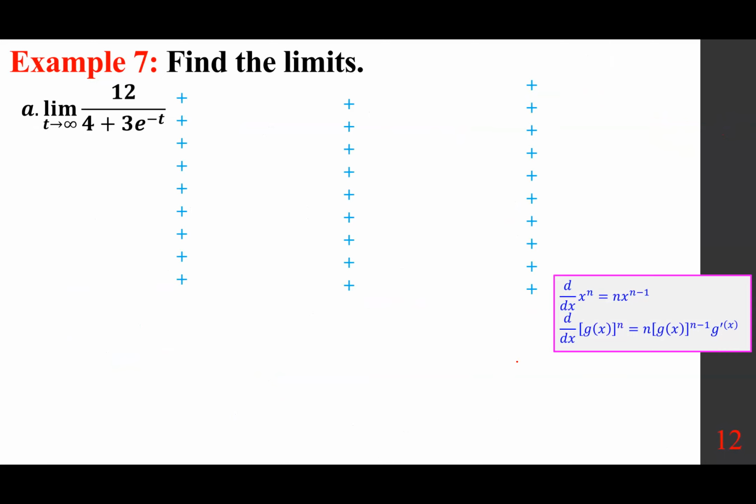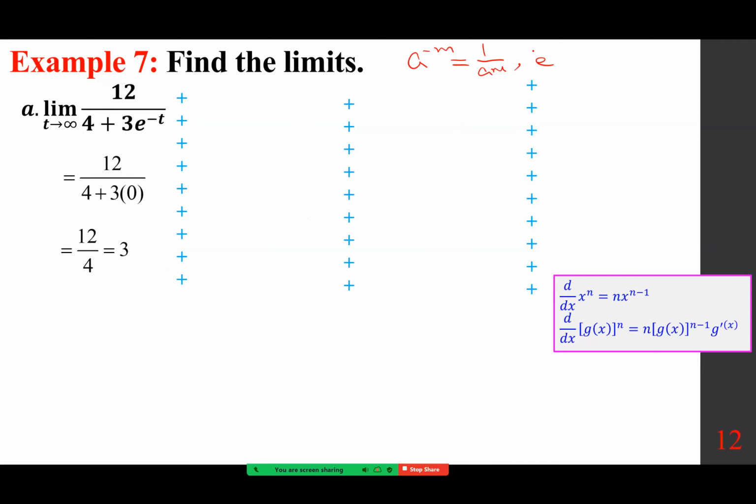Just plug in, and e to the power of minus infinity becomes 0, and the answer is 3. And here's the reason. a to the power of minus n is 1 over a to the power of n. Therefore, e to the power of minus t is 1 over e to the power of t. For that, e to the power of minus t, that means e to the power of minus infinity, which means 1 over e to the power of infinity makes it 0.